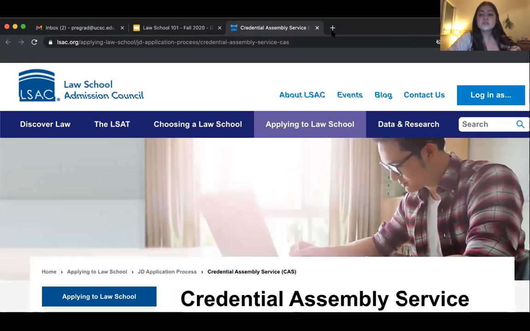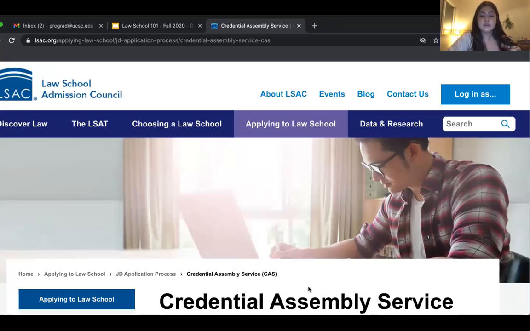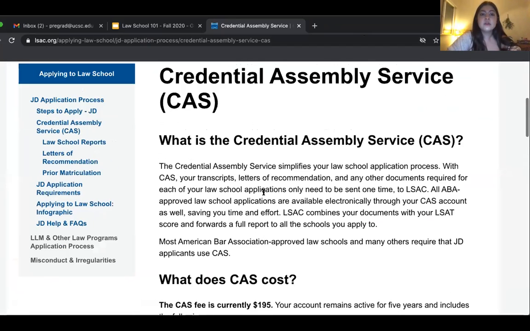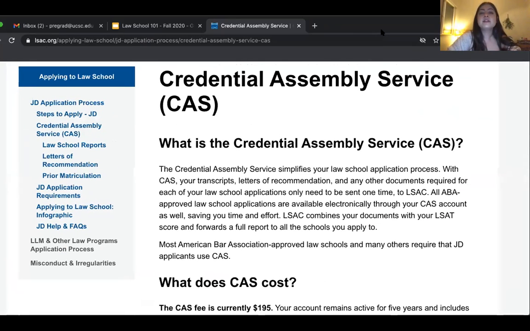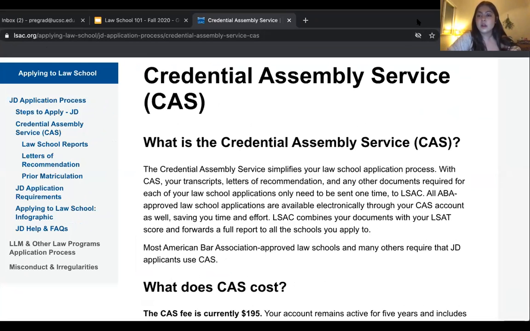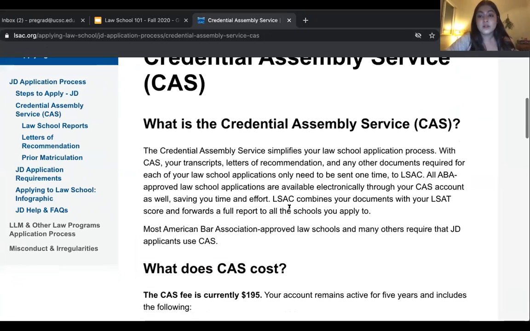So, your Credential Assembly Service. Okay, cool. What this is, is a simpler way of getting your law school applications put out. Basically on here, you would put your transcripts, letters of recommendation, and any other documents that your school requires, and it will send it all out at one time.